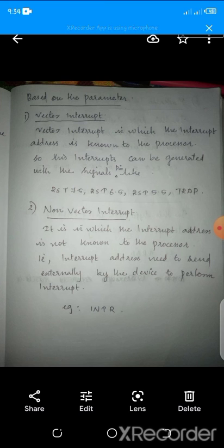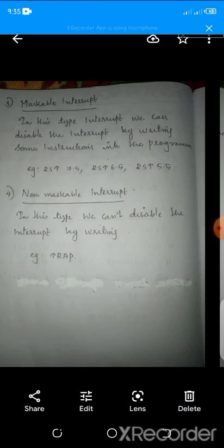Next is non-vector interrupt, where the interrupt address is not known to the processor. So an external device needs to send the interrupt address externally to perform the interrupt. So only with the help of an external device does the processor know the address of the interrupt. The example of the non-vector interrupt is INTR.